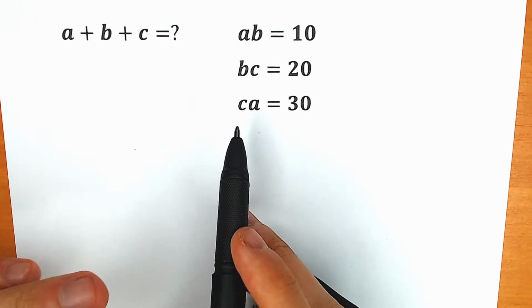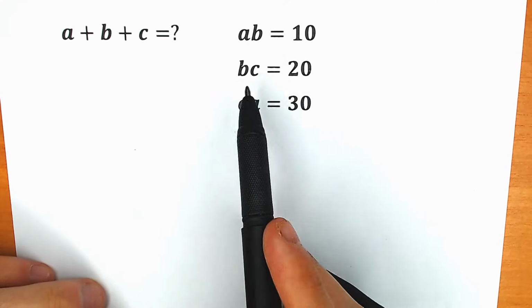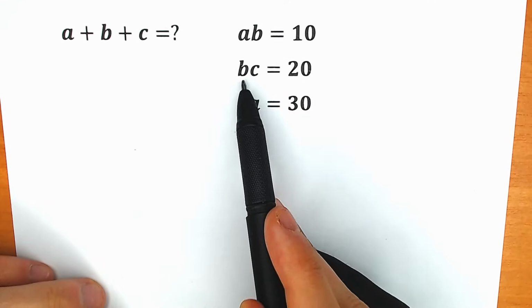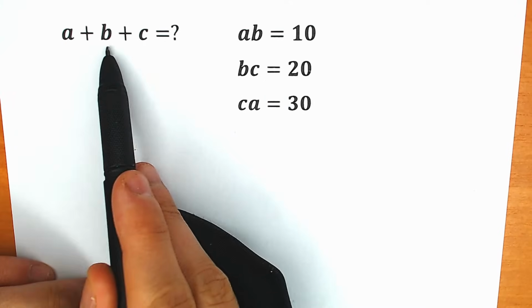Today we have a very interesting and tricky question from an entrance examination. We know that AB equals 10, BC equals 20, CA equals 30, and we need to find our sum A plus B plus C.